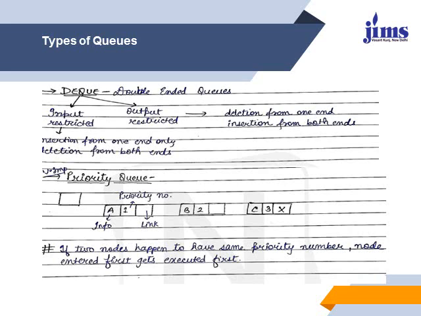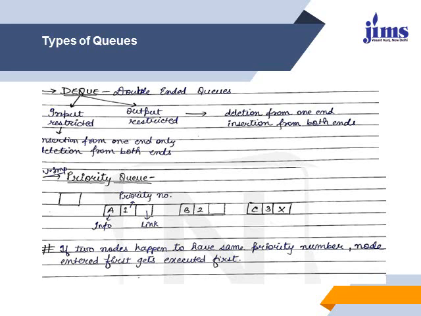There can be two types of DQs: one is input restricted and one is output restricted. In input restricted, insertion is from one end and deletion can happen at both ends, and in output restricted, deletion happens from one end but insertion can happen from both ends.